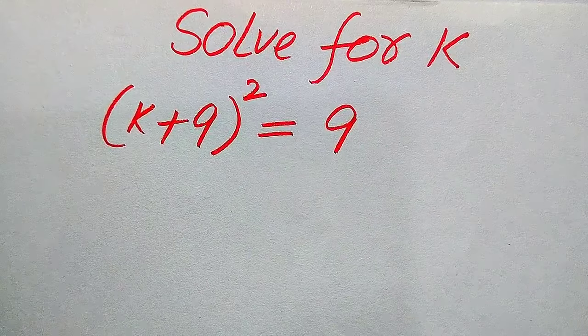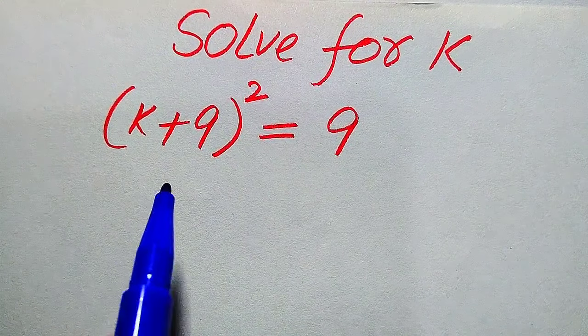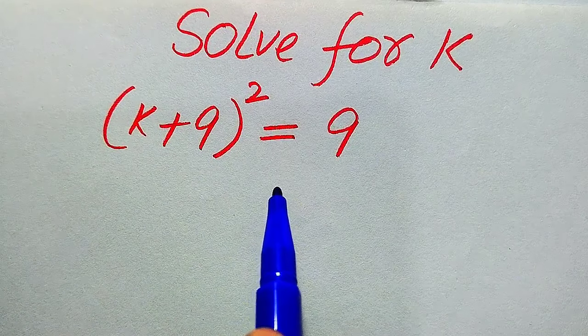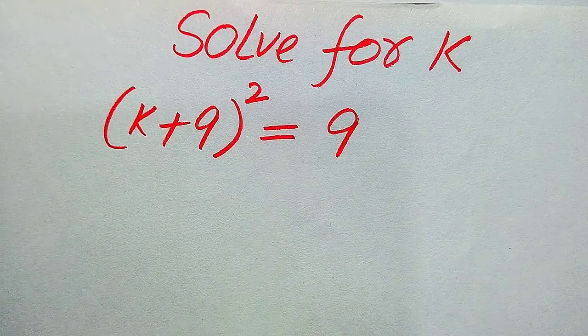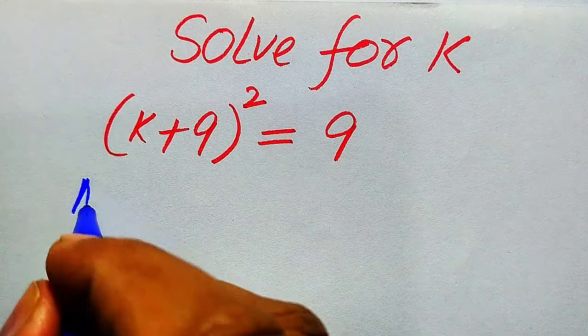Hello everyone, how to solve this problem for the values of k if we have (k + 9)² = 9, and we solve this problem for all the values of k. So here we solve this problem by two methods.